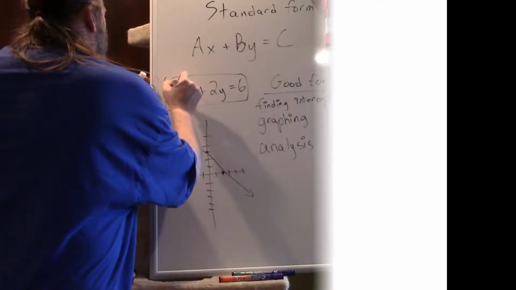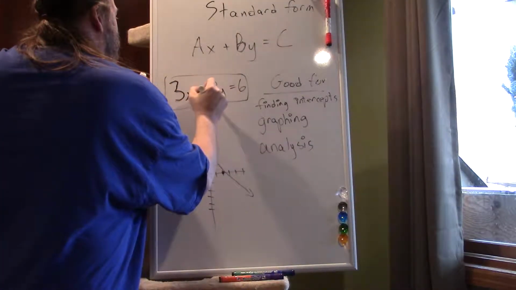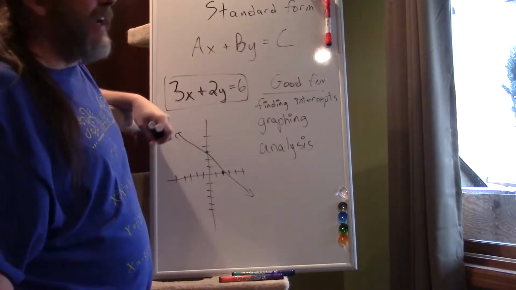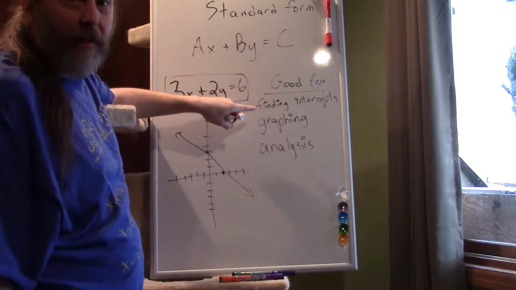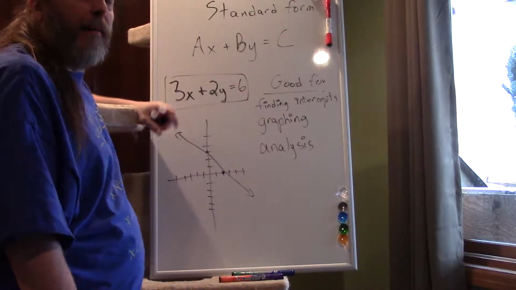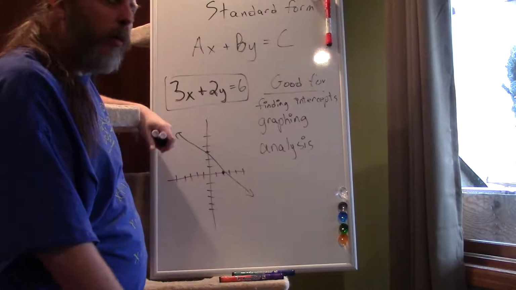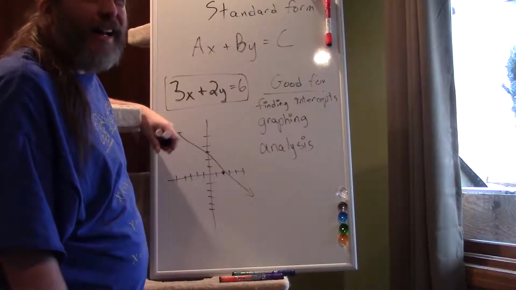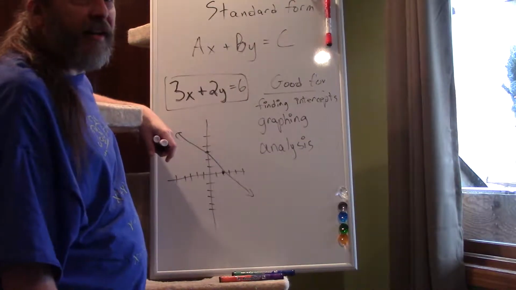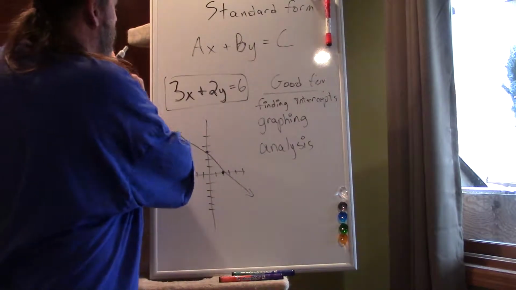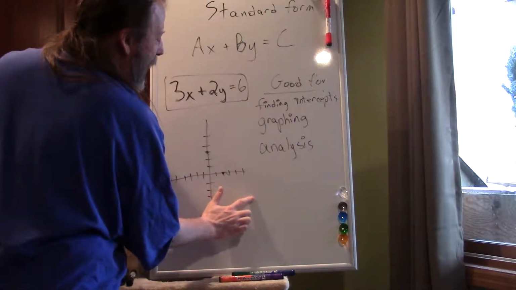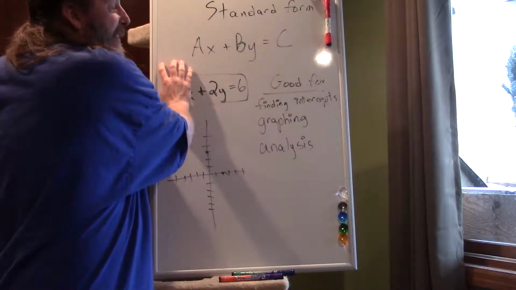So we have 3x plus 2y equals 6. And how you can do this is for finding intercepts, which is going to help you with graphing. If you remember, the x-intercept happens when y equals 0, and the y-intercept happens when x equals 0. So we're going to use that by asking, what happens when x is 0?